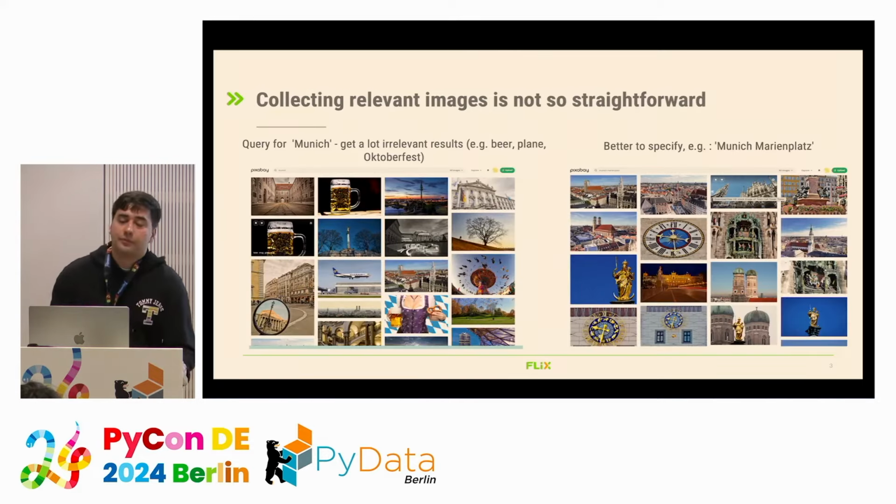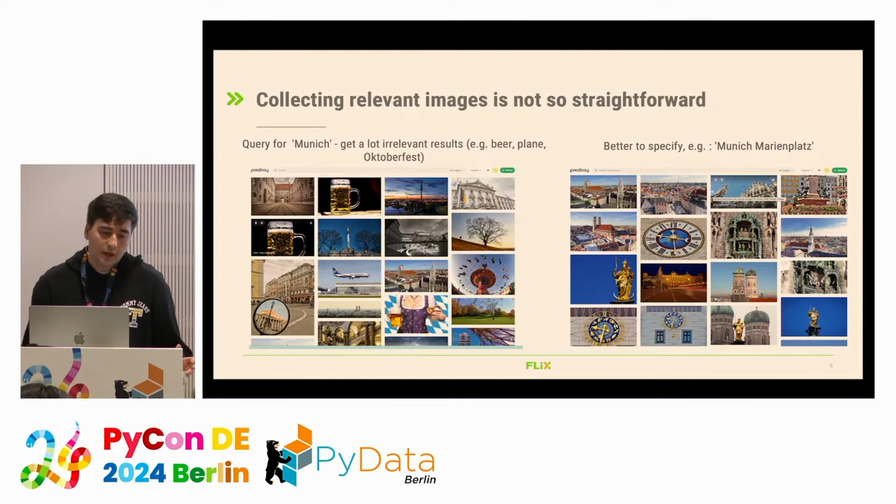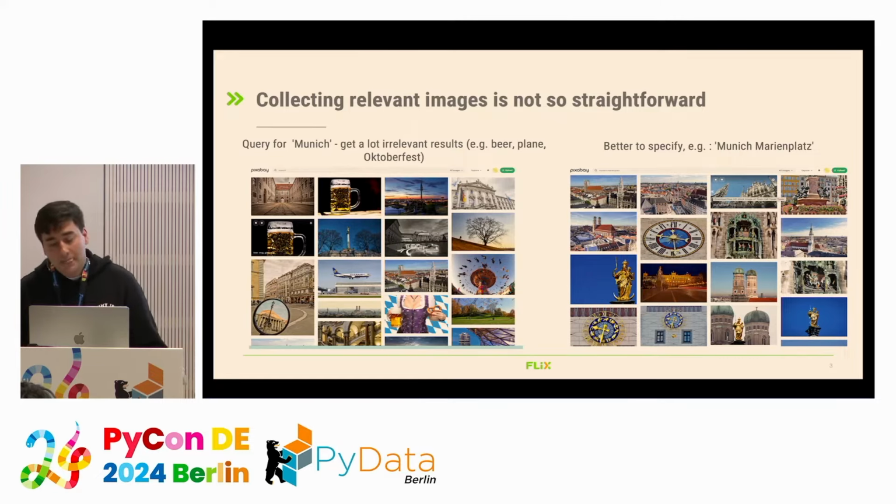Okay, so collecting relevant images. I thought it would be easier, but there are some nuances. If you go to Pixabay and just type Munich, the first images show a lot of beer. Probably it's relevant for Oktoberfest, but in other seasons it's not attractive for users. Also, we have a plane, which is strange for us. With FlixBus we promote buses, and here's an image with a plane.